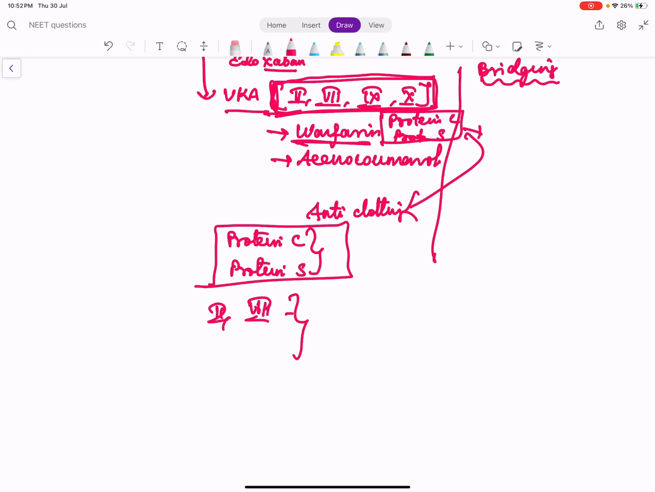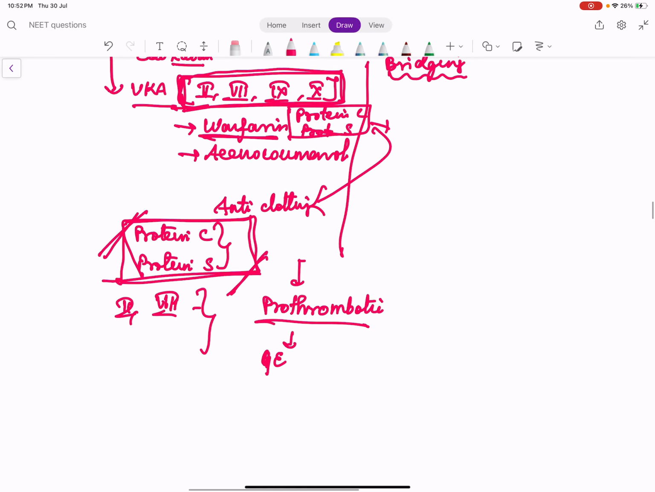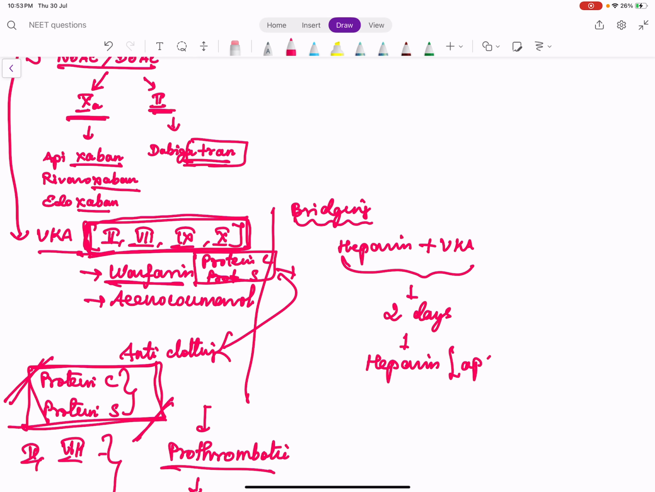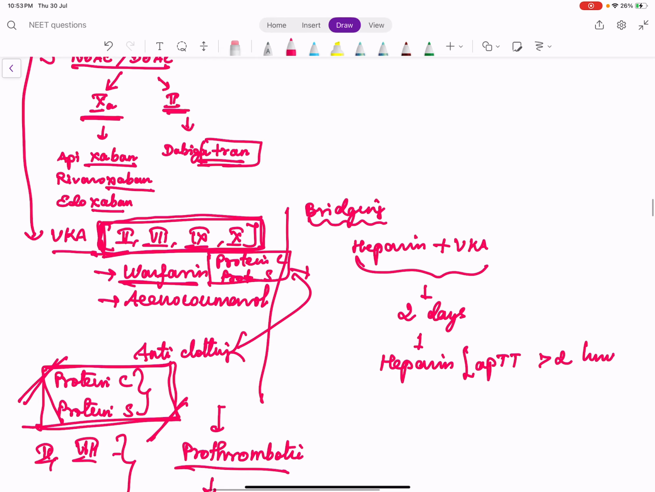So in the initial 2 days, since the anticoagulant proteins are inhibited, even after giving warfarin, there is a prothrombotic tendency. Remember, in warfarin, the first 2 days, there is a prothrombotic tendency due to inhibition of protein C and protein S. That is the reason why usually we get purple toe syndrome or extensive clots or necrosis in the initial 2 days. So before heparin is switched over to warfarin, there is something called bridging. We usually give heparin and vitamin K antagonist together for at least 2 days, and then only we should stop heparin. We should stop heparin when the APTT becomes the target level, which is more than 2 times the upper limit of normal. So this is bridging.